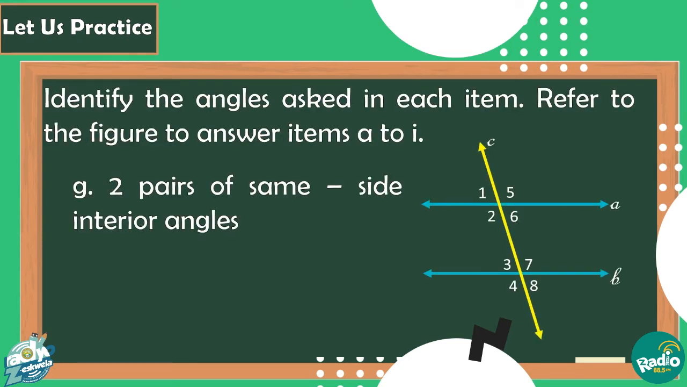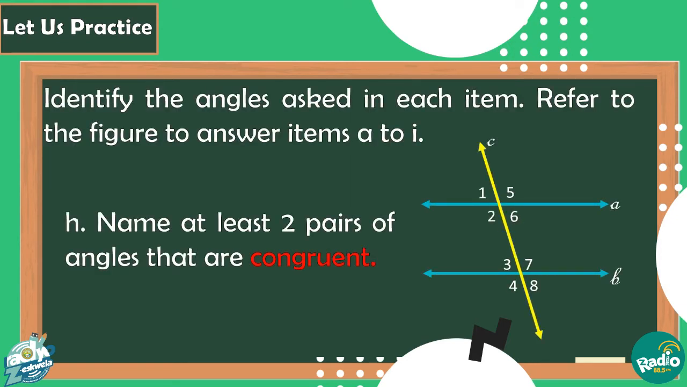Next item, give the two pairs of the same side interior angles. We have angle 2 and, great, it's angle 3. We also have a pair of angle 6 and, wow, it's angle 7. Great job, students!